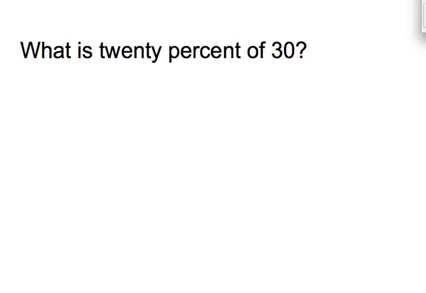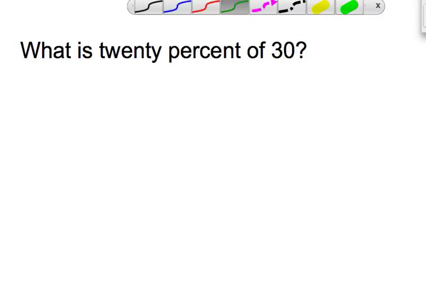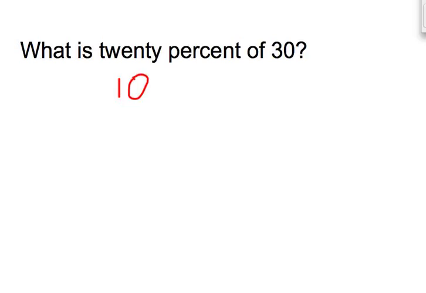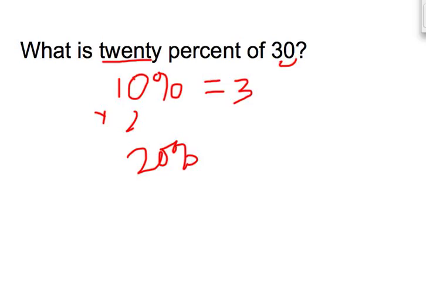So let's say we had the question, what is 20% of 30? Well, I know what 10% is. I know that 10% is a tenth of 30. So that's like going like this, is 3. 10% of 30 is 3. So what is 20%? Well, 20 is double 10. So I just double this. So if I multiply this by 2, I get 20%. Sorry for my terrible writing. And so that 20% of 30 is 6.